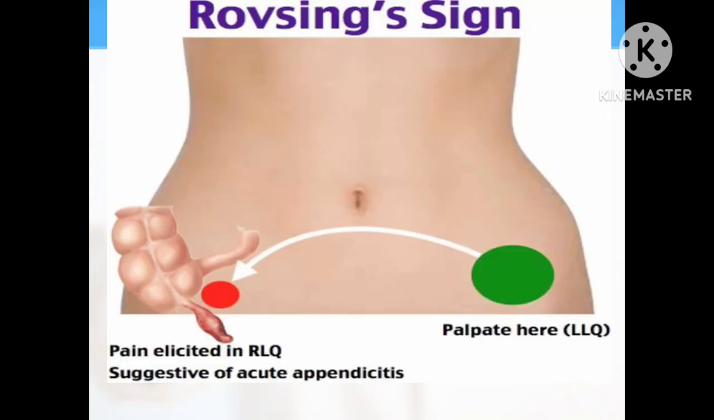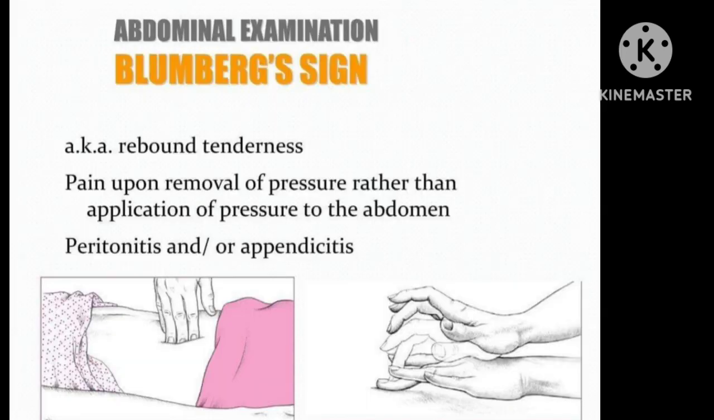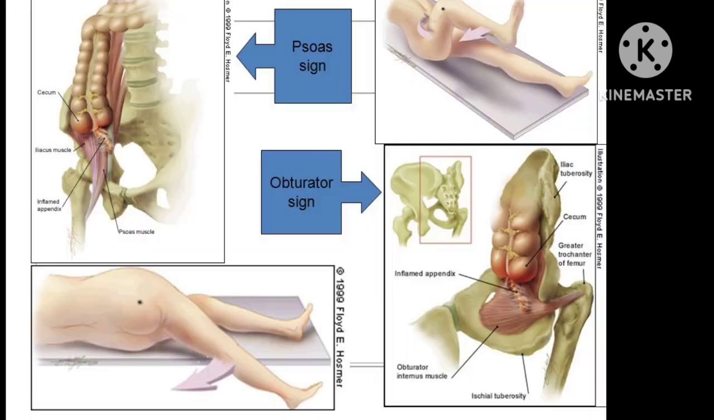Acute appendicitis can be diagnosed by certain signs, such as Rovsing's sign, that is palpation of the left iliac fossa causing right iliac fossa pain, which occurs due to irritation of the overlying peritoneum. Another sign is Blumberg's sign, the rebound tenderness, which causes pain upon removal of pressure.